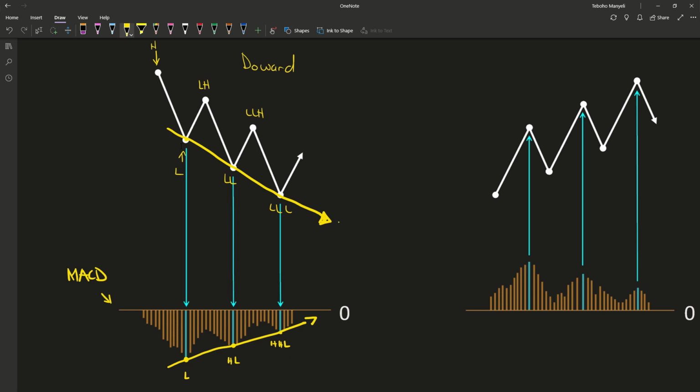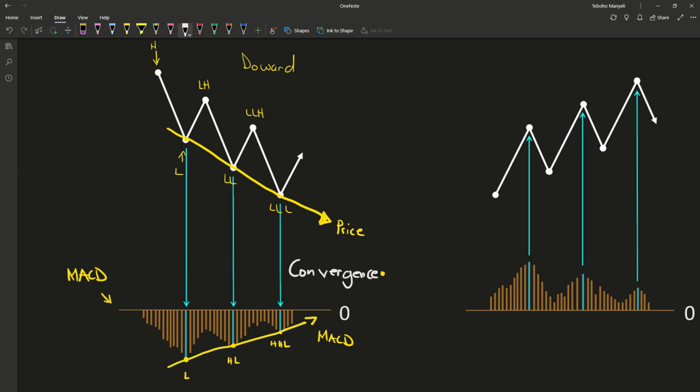Alright, so the price versus the MACD are not agreeing. As a matter of fact, they're trying to meet somewhere at a single point. So at this point, the market is doing what? It's converging. So this is what convergence looks like.